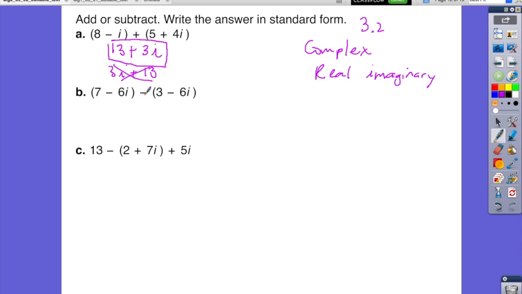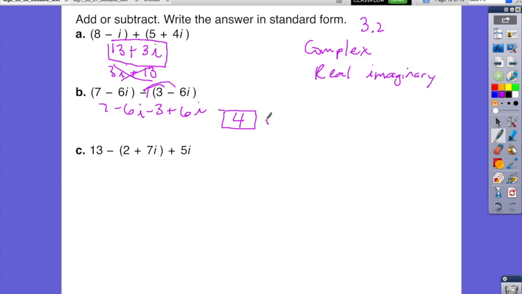It's a subtraction sign here, so what are we going to distribute? Negative 1. So let me rewrite it. 7 minus 6i, this one's going to be minus 3, and this one's going to be plus 6i. Okay, combine like terms. What's 7 minus 3? 4. I'll write it over here. What's negative 6i plus 6i? 0. So the answer is just 4.